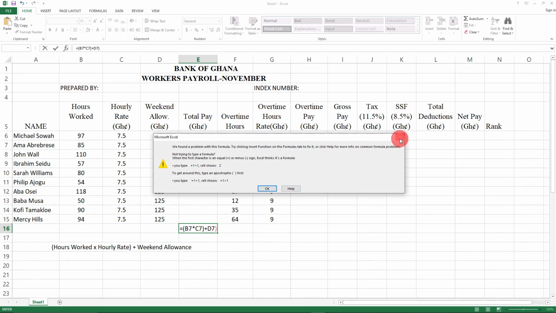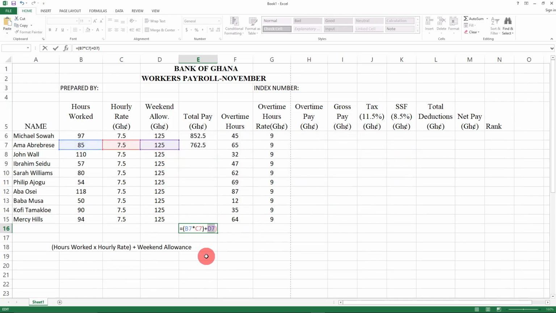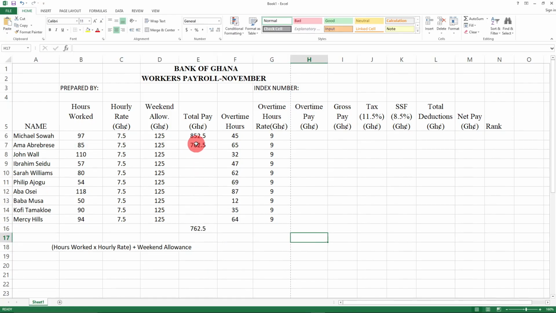Oh, hold on. Because of the brackets that are here, you should get the same answer. So you see the answers are the same. Let me clear this one. This is 762.5. Let me clear it and then drag it as I did, and you see I've gotten the same answer.